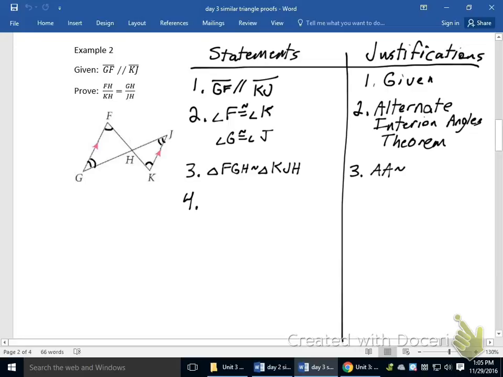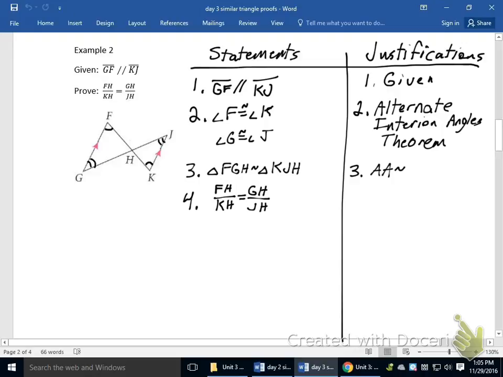I would be able to make my conclusion that FH, which is first and third, does correspond to KH, first and third, which should equal the ratio GH, second and third, over JH, second and third. And that's coming from the statement right up here that I was trying to prove.